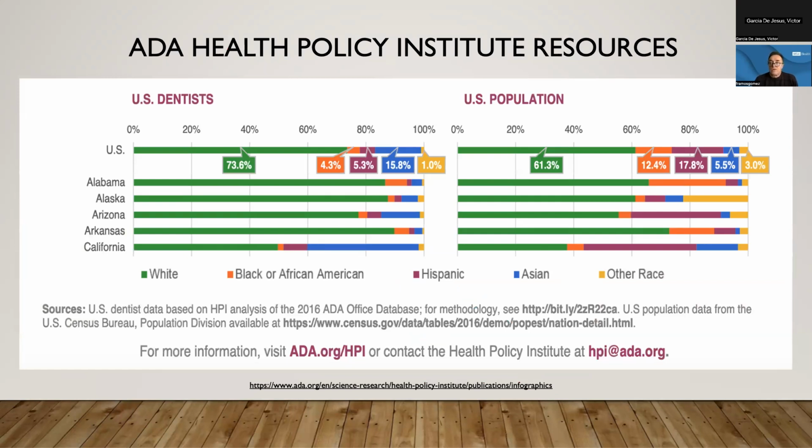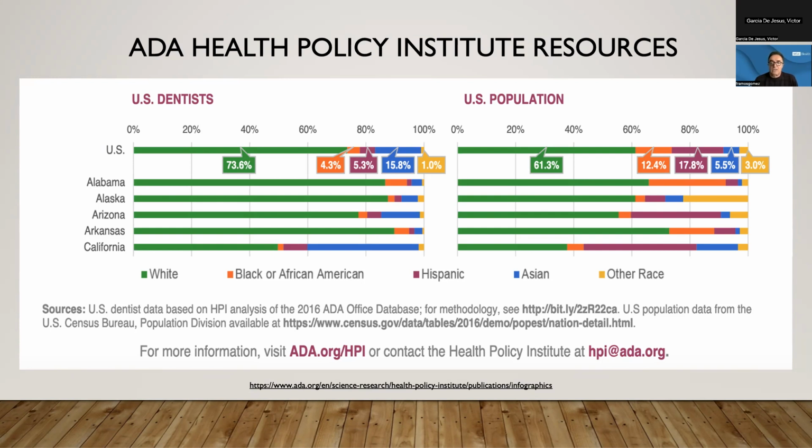So these are some of the resources that the Policy Institute has, with the number of US dentists that are now practicing in the US, and unfortunately declining based on race, as well as the US population. We by no means match the demographics of the population we're trying to reach. So this is something that we need to bring to your attention, right?